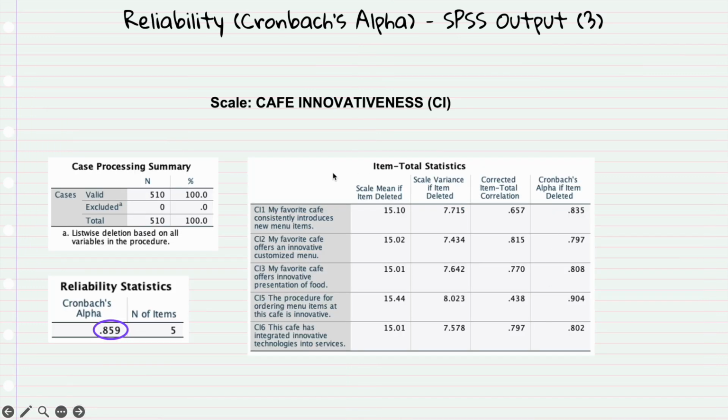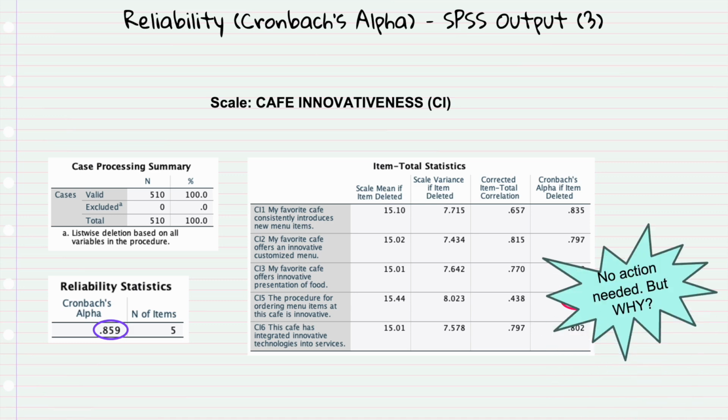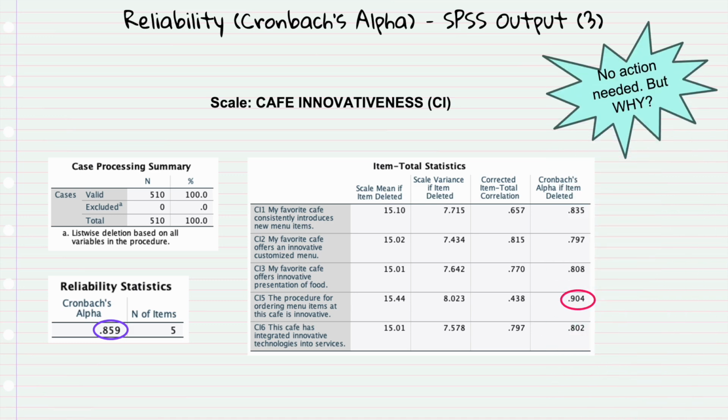The final one is cafe innovativeness, alpha 0.859, good reliability as well. Even though CI5 has a weaker correlation, removing it would reduce conceptual completeness, so we retain all items. All 5 factors are reliable and safe to use in regression.